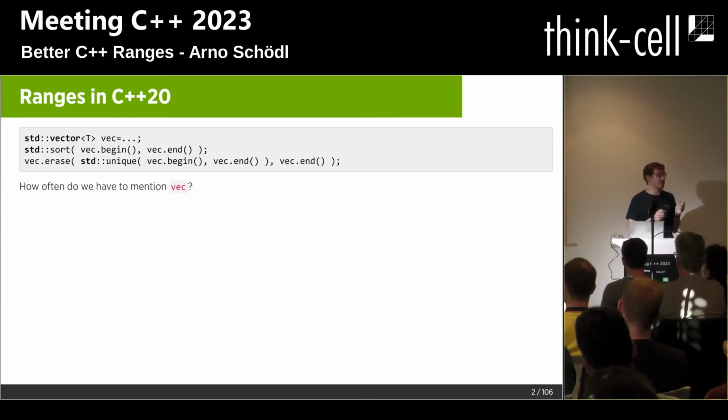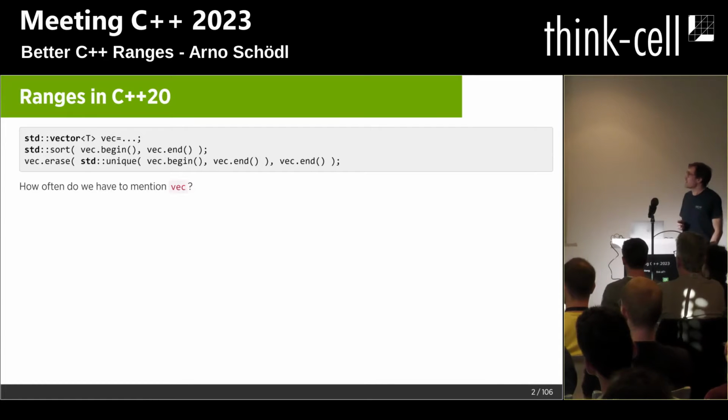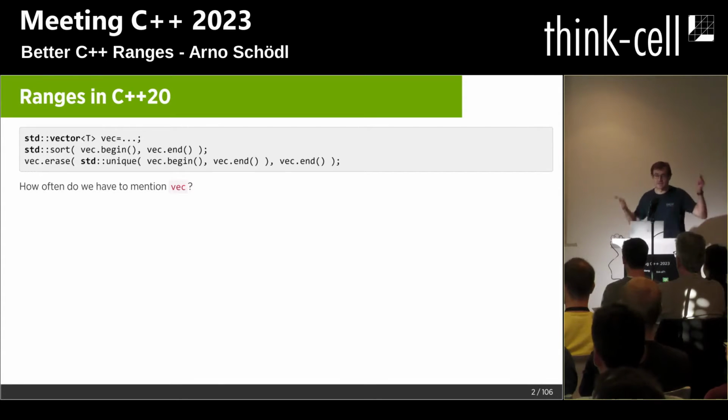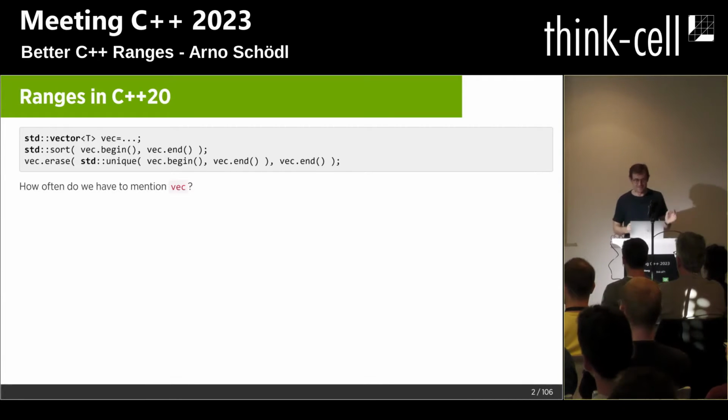Now, first of all, if there are so few people who actually are using ranges already on a day-by-day basis, this is why you want to use ranges. So say you have a vector, and you want to sort it, well, then you have to pass two iterators to the sorting function. And then when you want to throw away duplicates, you're writing vec.erase(std::unique(vec.begin(), vec.end()), vec.end()). And it's like, oh, I don't want to write all that stuff, right?